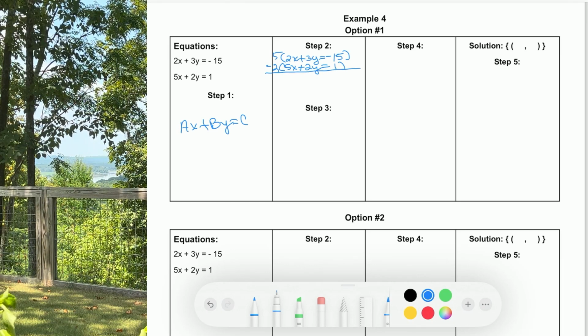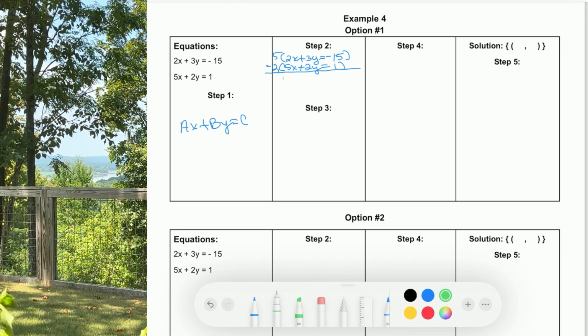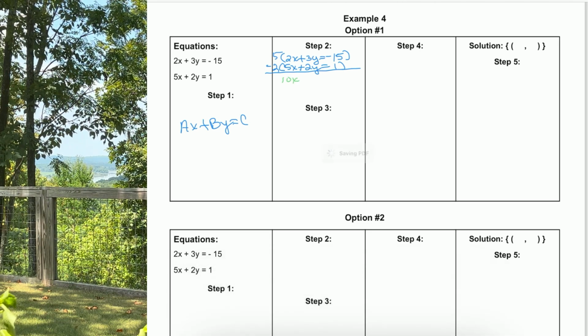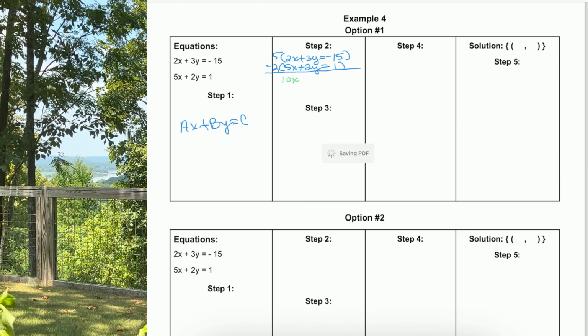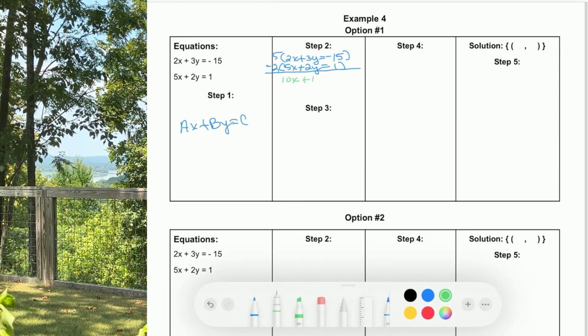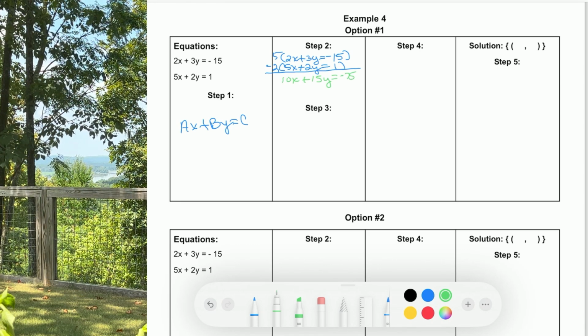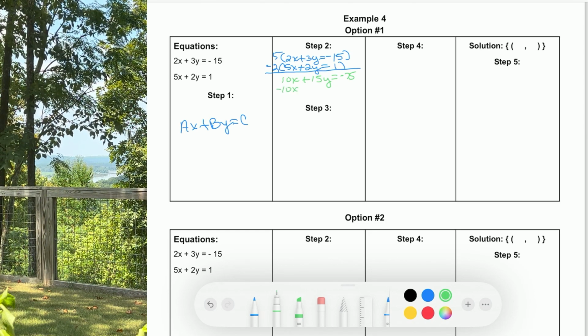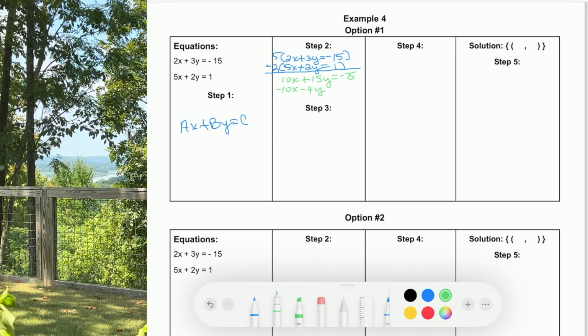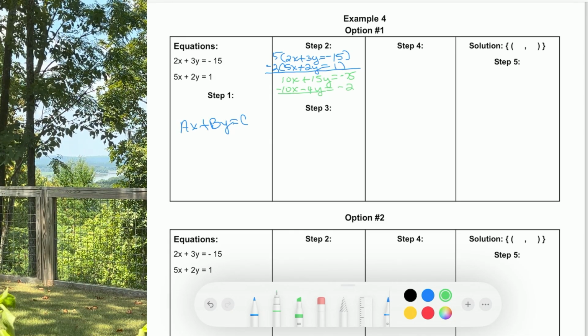So I end up with 5 times 2x gives me 10x. 5 times 3 gives me a positive 15y. And then 5 times -15 gives me a -75. My other equation, I have -2 times 5x gives me a -10x. -2 times 2 gives me a -4y. And then -2 times 1 gives me a -2.